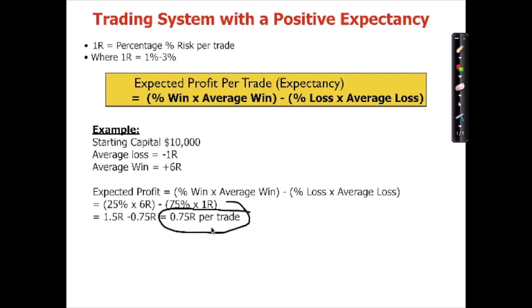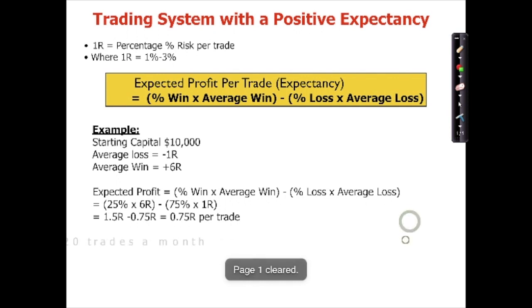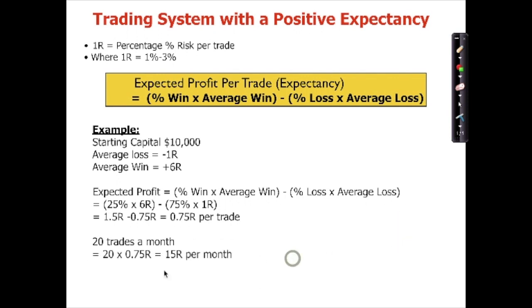So you can see in this case, even though the win rate is lower, because the risk to return ratio is higher, you still end up with a positive R per trade, which is a positive expectancy system, which means again, the more you trade, the more money you're going to make. In other words, for every 20 trades, you should expect to make 15R return a month. If you risk 1%, that's 15% return a month. If you risk 2%, that's 30% return a month. If you risk 3%, well, you can do the math, right?